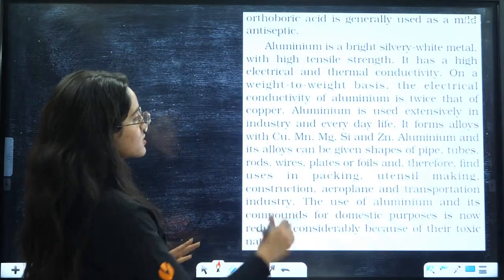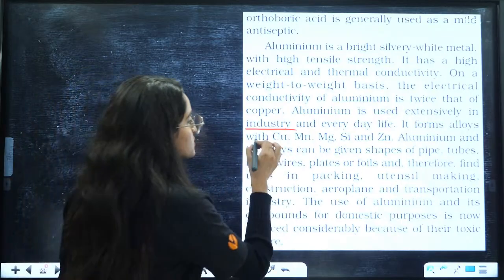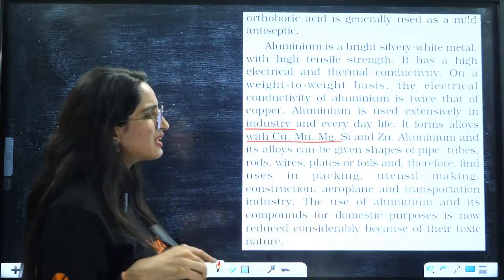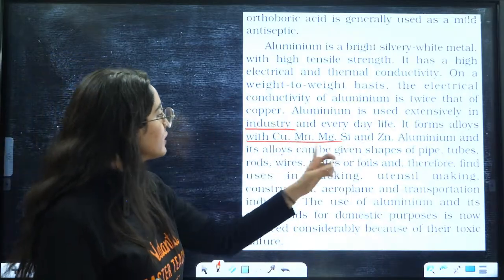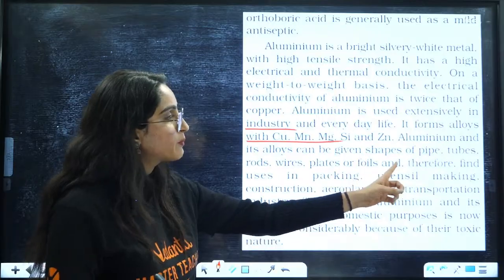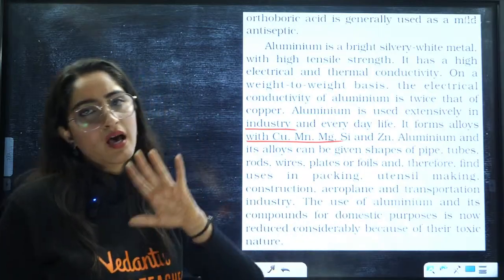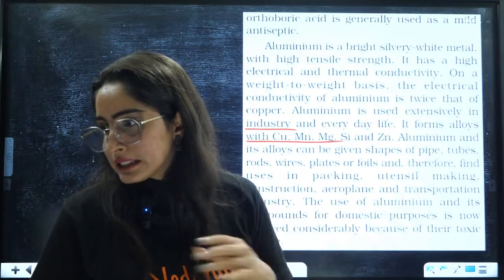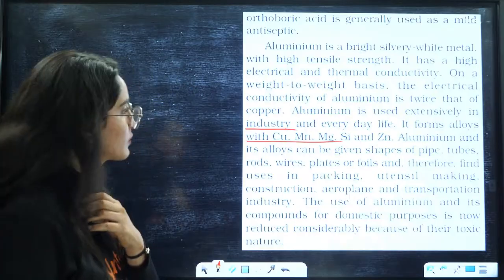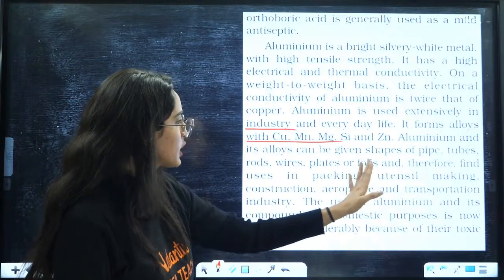Aluminium is used extensively in industry and in everyday life. It forms alloys with copper, manganese, magnesium, right? You must have seen aluminium alloys. Aluminium and its alloys can be given shape into pipes, tubes, rods, wires, plates, foils. This we use in our daily life, in our homes, right?